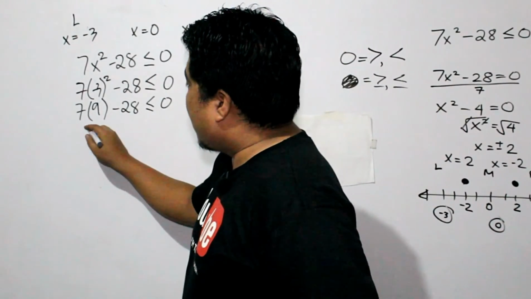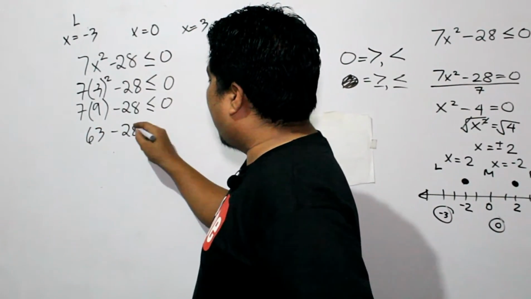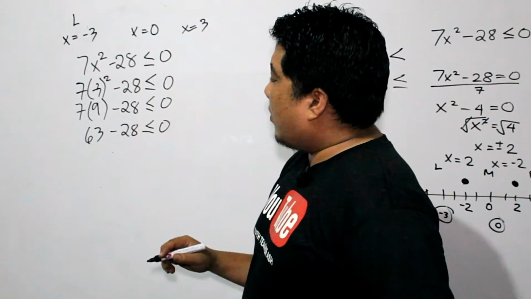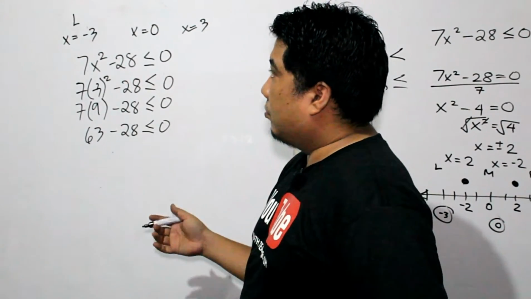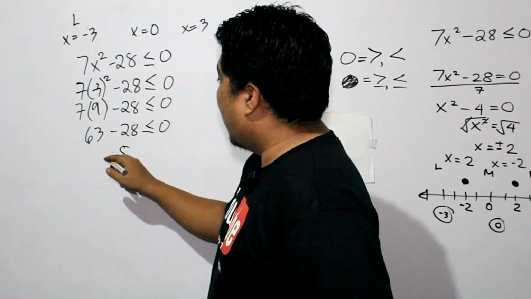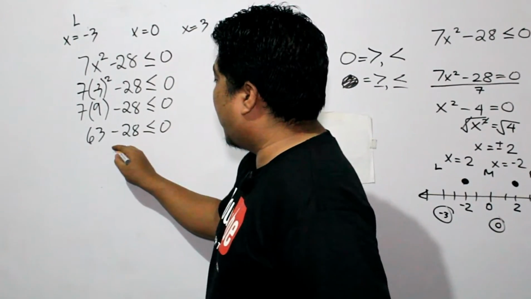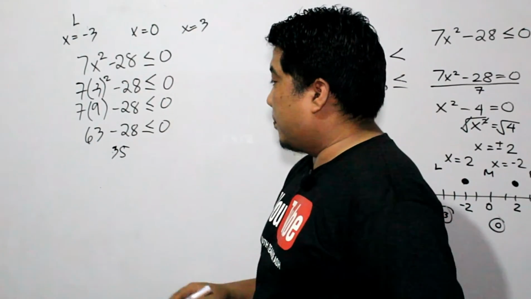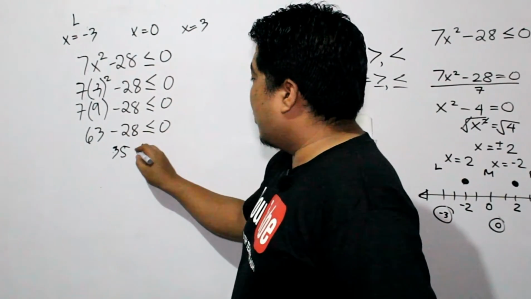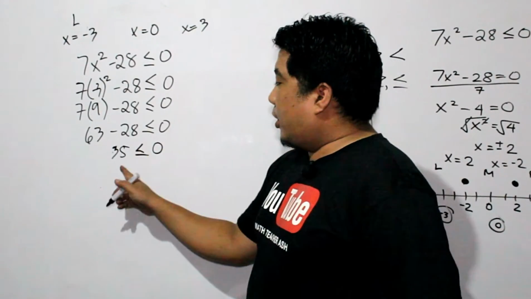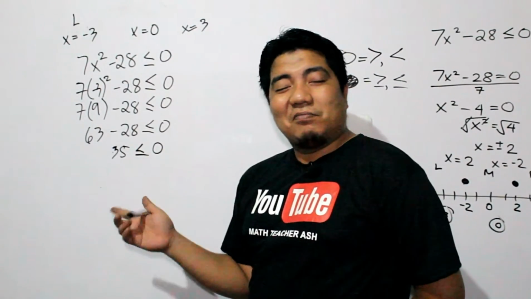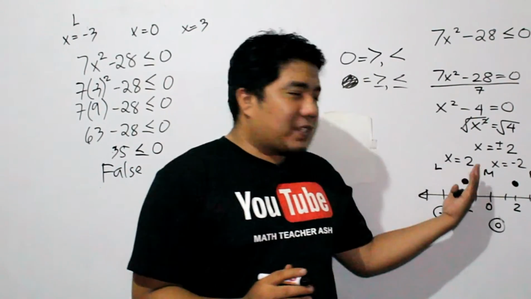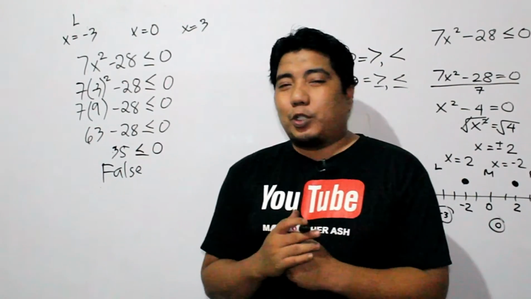7 times 9, that is 63. Minus 28 is less than or equal to 0. And 63 minus 28 will give me 35, because 35 plus 28 is 63. So, is 35 less than or equal to 0? That is false. Therefore, the left side of our answer is not part of our solution.